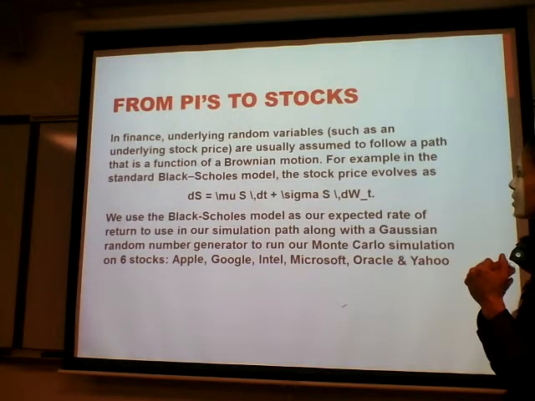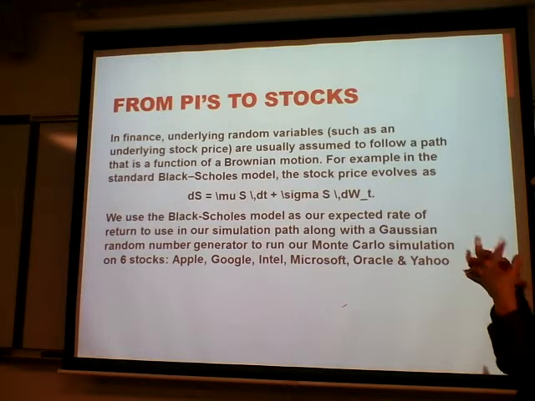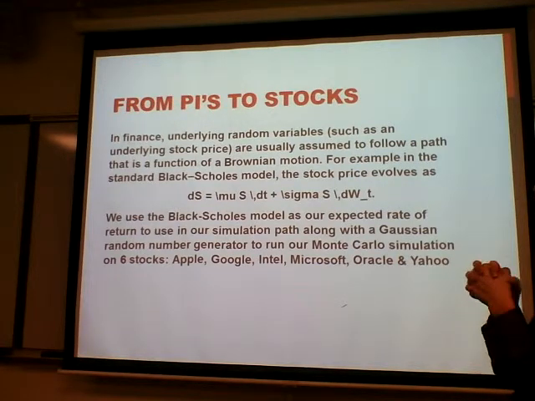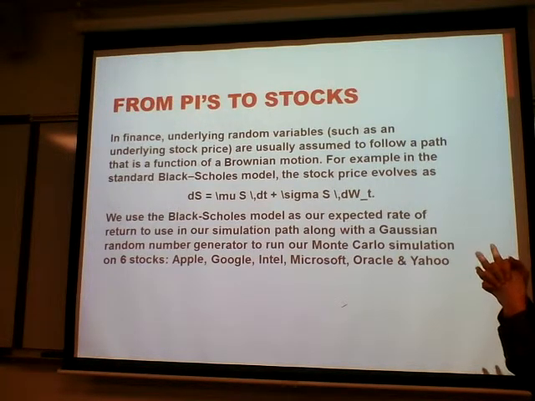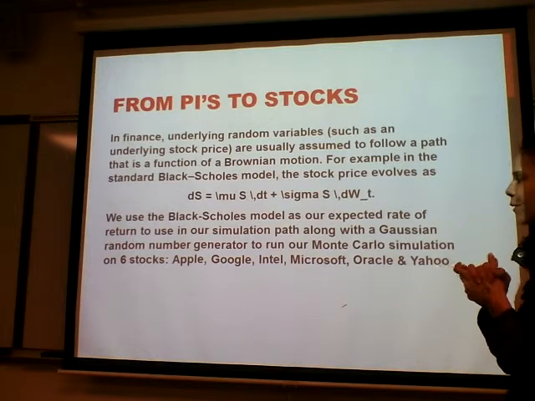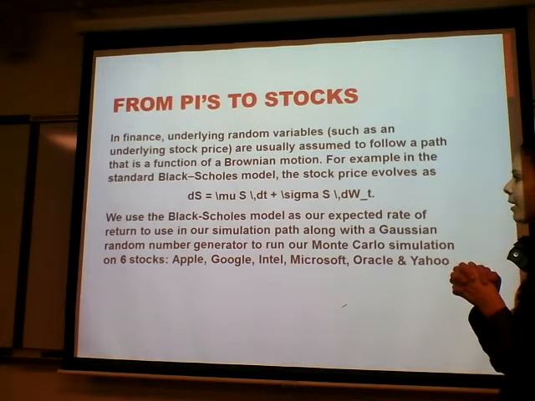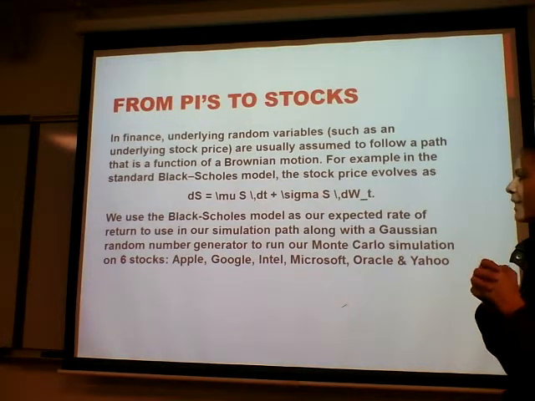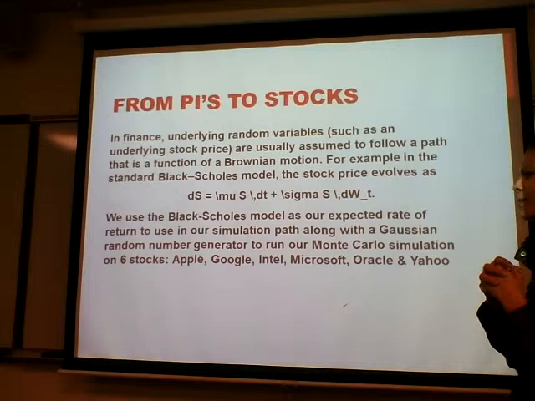So why do we use this in stocks? In finance, the underlying random variables, such as an underlying stock price, which is what we had, are usually assumed to follow a path that is a function of a Brownian motion. A Brownian motion, as I understand it, is actually a random walk, similar to what Pete was saying with the binary tree. Is that what Pete was saying with the binary tree, the random walk? Yeah. So it does the same thing.